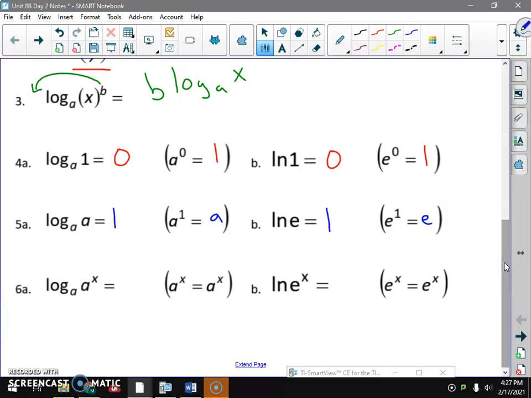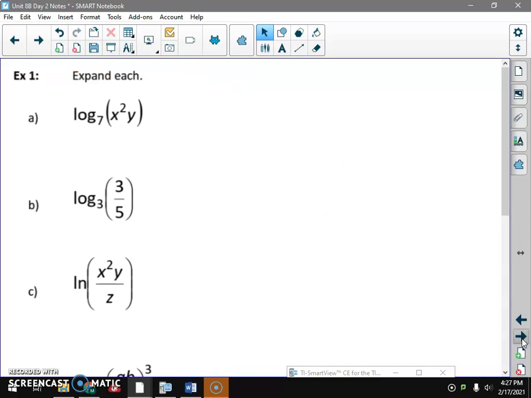And then ln of a to the x, well, we just learned about that, pull x out front. Or we could just say this, because a to the x equals a to the x. ln of e to the x equals x, because e to the x equals e to the x. Those three properties, sorry, I should have done that last one in green. Those three properties are going to be very useful tools in our toolbox to be able to solve some equations. All right, so we're going to practice. Let's first do some expansion.